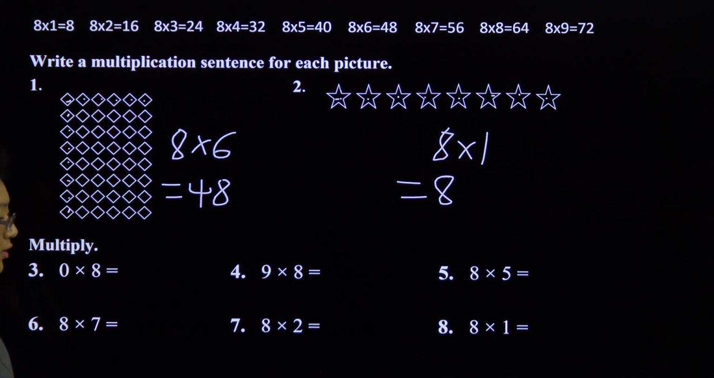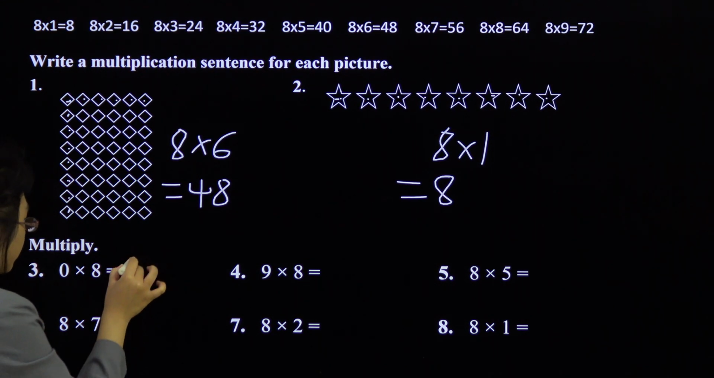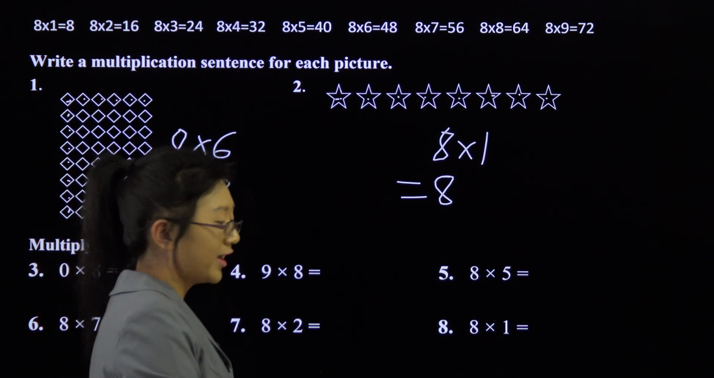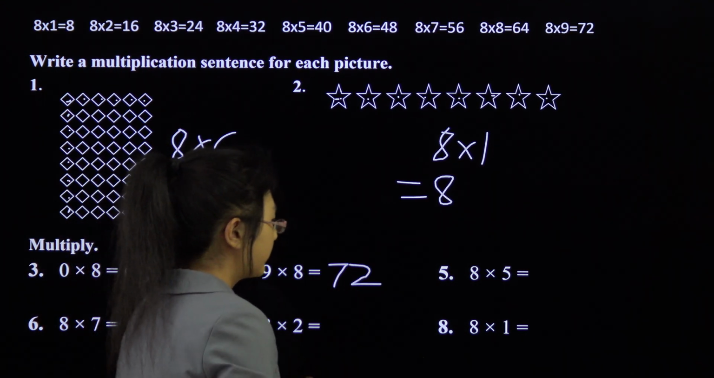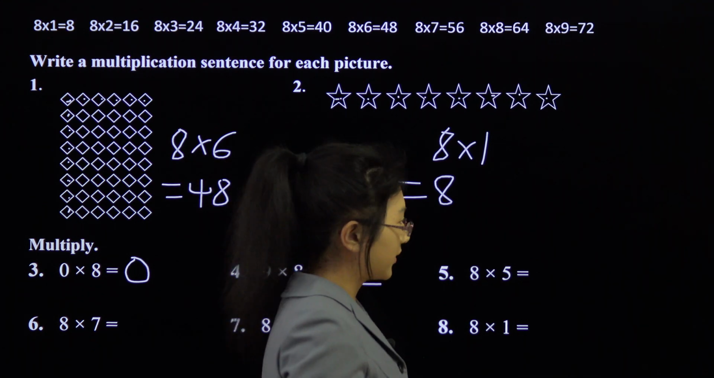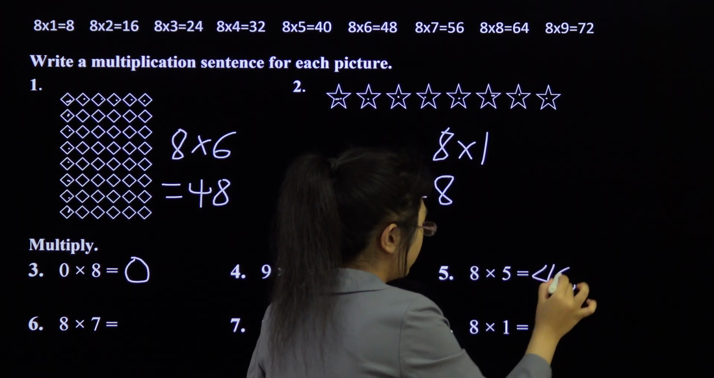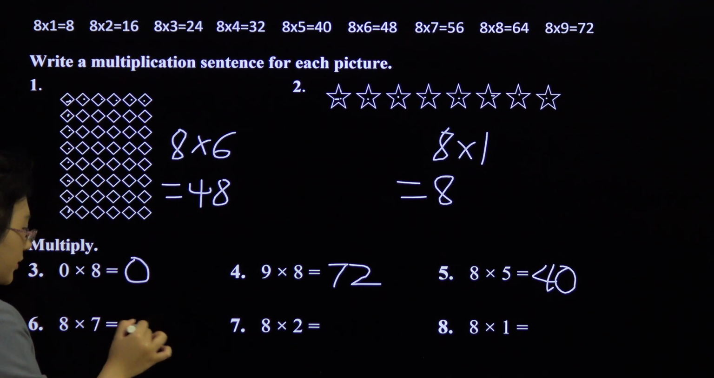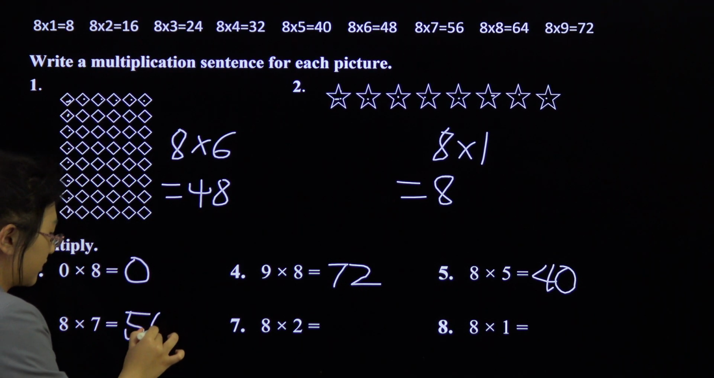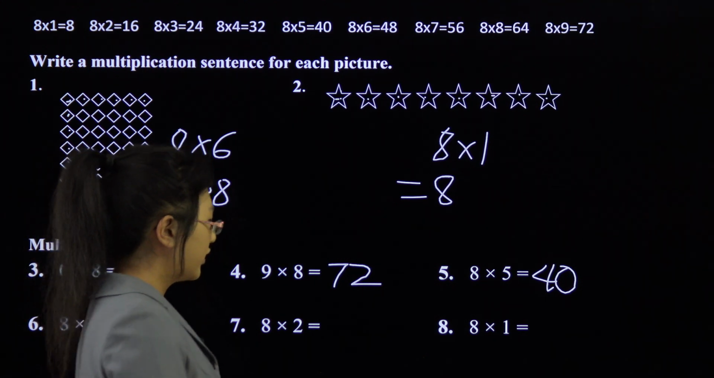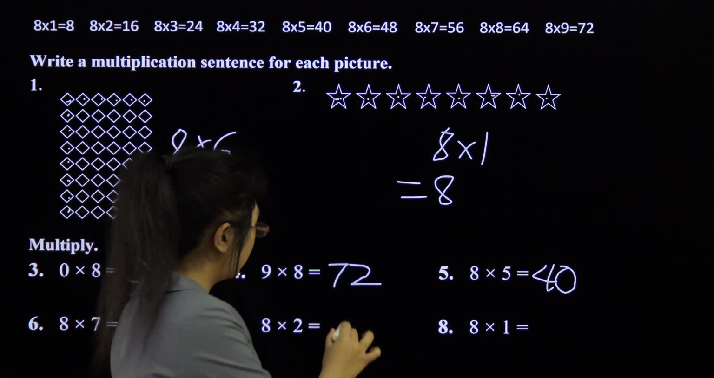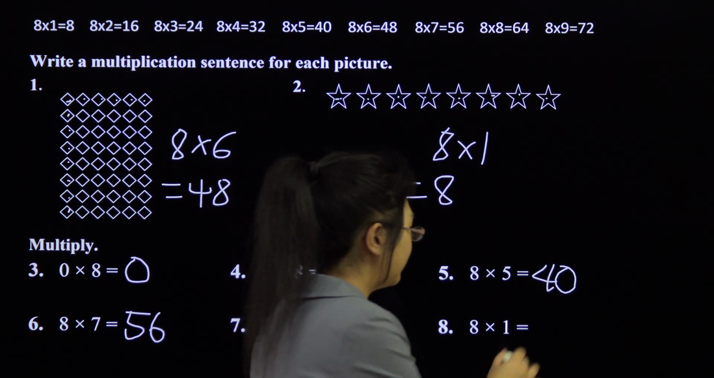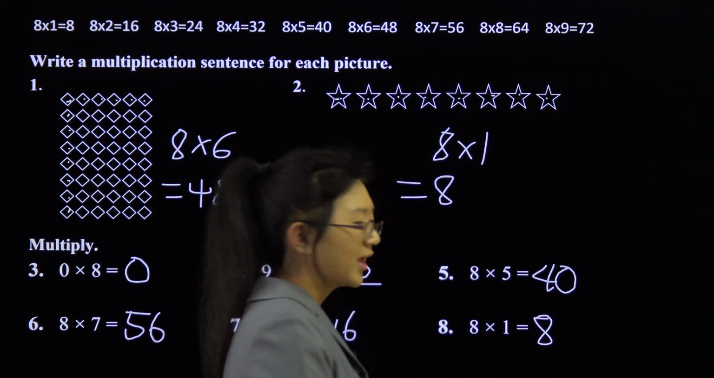Now multiply. 0 times 8. Zero property. 0 times anything is 0. 9 times 8, multiplication table, 72. 8 times 5, multiplication table, 40. 8 times 7, multiplication table, 56. 8 times 2, multiplication table, 16. And 8 times 1, well, we already have that, 8.